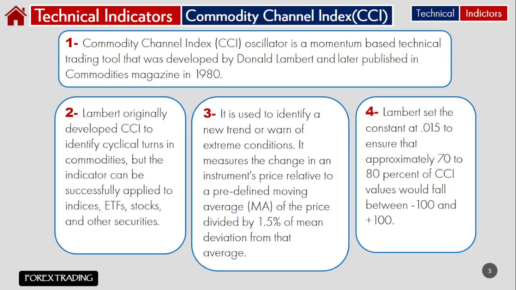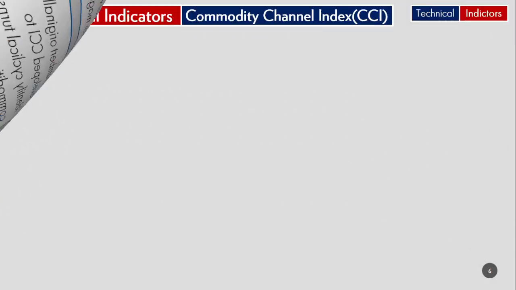Number four, Lambert set the constant at 0.015 to ensure that approximately 70 to 80% of CCI values would fall between minus 100 and plus 100. So basically what this indicator tells us is that approximately 70 to 80% of CCI values fall between minus 100 and plus 100. So these are the two levels that we study the price movement, minus 100 and plus 100 in Commodity Channel Index. Okay, let's move on.